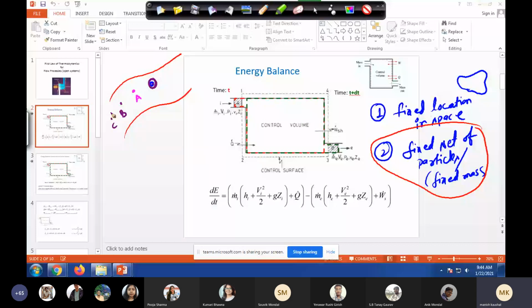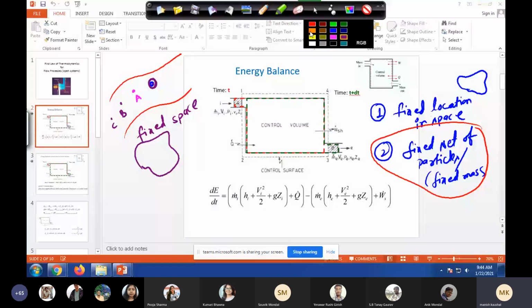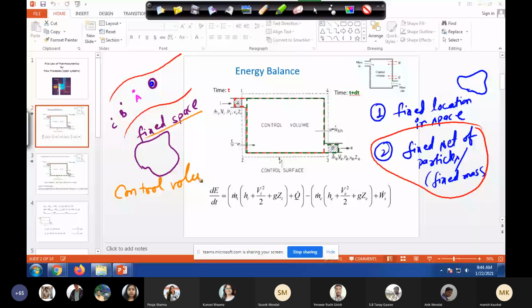And not practical also. You will not get anything at the end. Fine. Then, rather than a location, one can fix such a bounded area also, 3D or 2D. So, fixed space. What is the name of this fixed space? Has anyone ever heard? Control volume. Whereas if you follow this one, this is control mass.